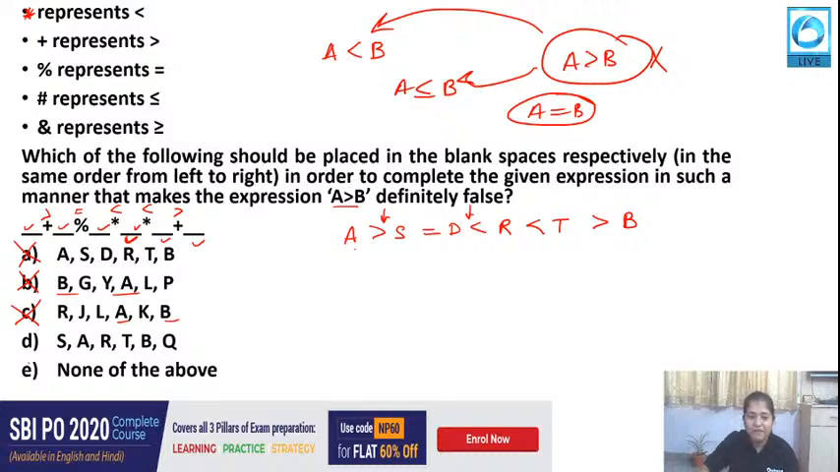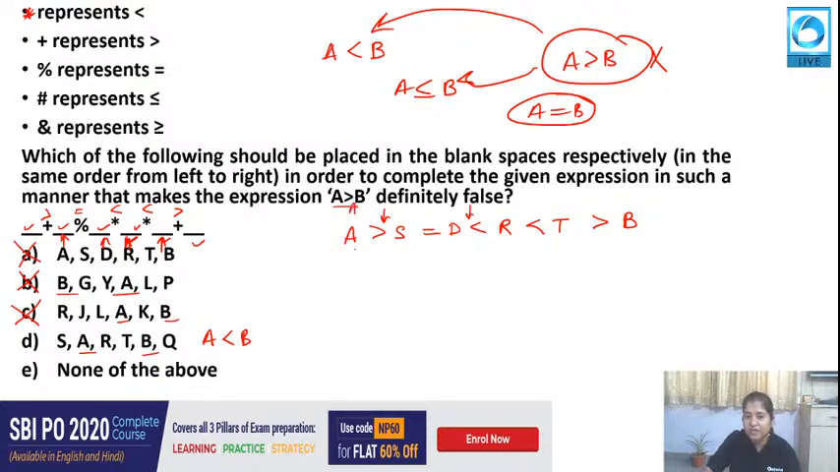Okay. Let's have a look at the D part. Now you have to find the relationship from A to B. So if you have a look at this, A is coming here with equal to, then your R is coming here, your T is coming here and your B is coming here. And you can see everything is of the same nature. So you are getting A is less than B. So from here you will get A less than B.